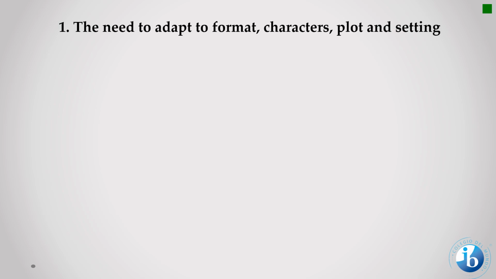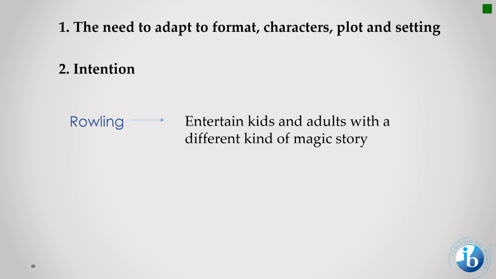So why do the fantastic elements appear different in each story? Firstly, because of the need to adapt to format, one of the novels is way longer than the other one, the characters, plot, and the setting. Because even though they're pretty similar, they're not exactly the same. And the second one is because the intention differs. Rowling pretends to entertain kids and adults with a different kind of magic story. That's probably the first one in the 21st century, even though she takes references from the 19th century Gothic novel. It is the first one of its kind in these days.